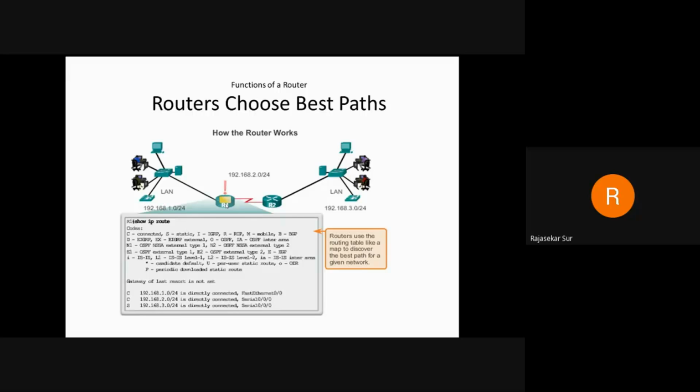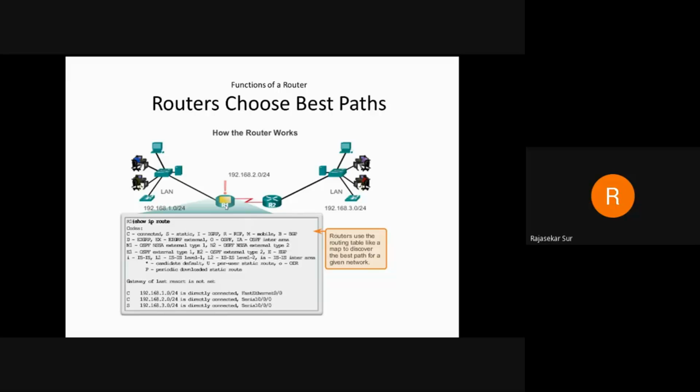Now I'm just stuck. From here, where do I have to go? I don't know anything. How to move? Left, right, or straight? In which road can I travel? I don't know anything. So I'm going to ask the router.